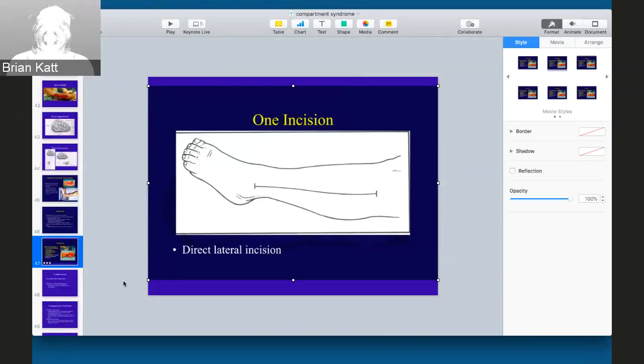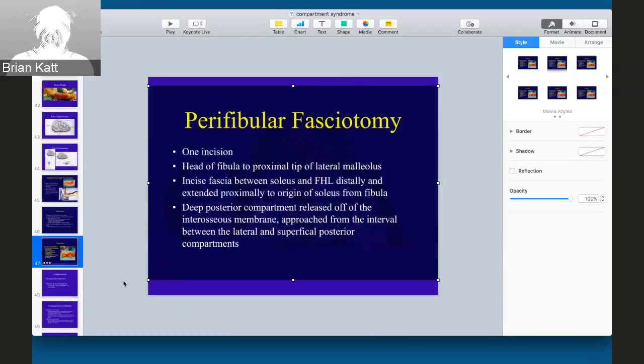There are sometimes unusual or rare cases where you only have 1 compartment completely involved, but nothing else involved at all, or, like I said, exertional compartment syndrome. But in most cases, you're looking to release all 4 compartments. So one incision fasciotomy is a direct lateral incision. It's a long incision over the lateral aspect of the leg.